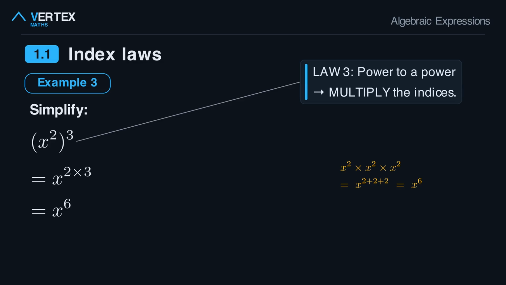Check using law 1: x squared times x squared times x squared is 2 plus 2 plus 2, which is 6. Both lead to the same answer.